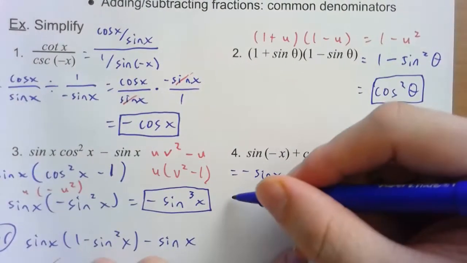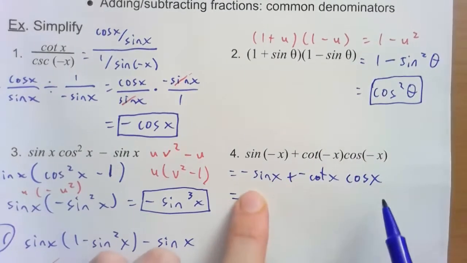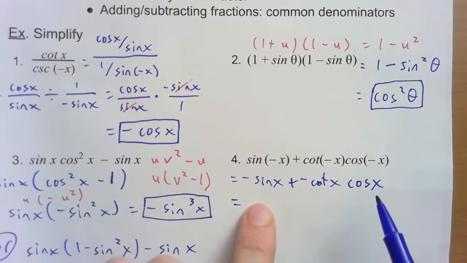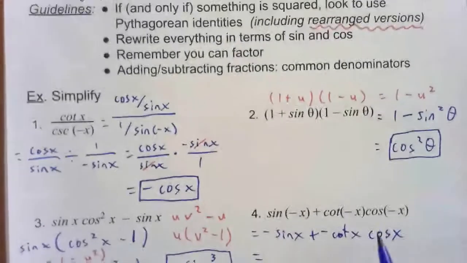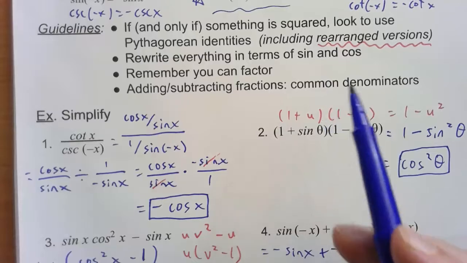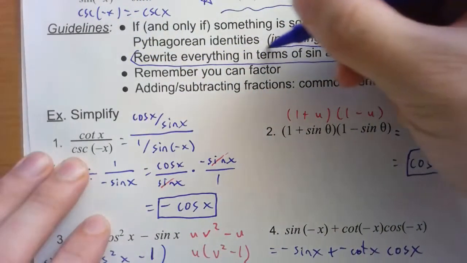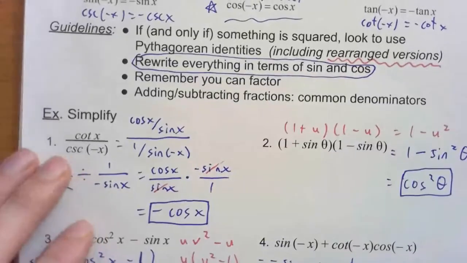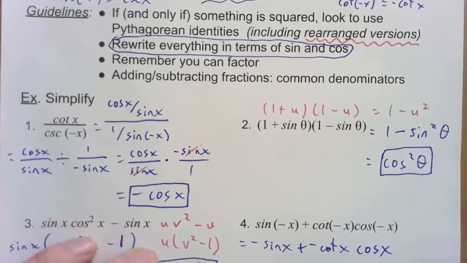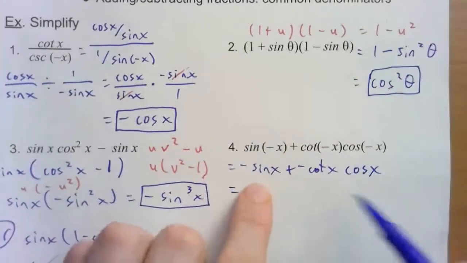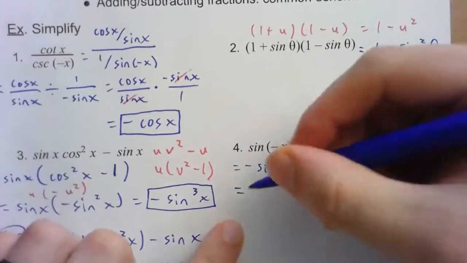Right, and so then let's take a look at what else we can do. Well, nothing's squared, so I'm not going to use a Pythagorean identity. I don't see any factoring to do right now. Remember the other main thing that we're going to do a lot: rewrite things in terms of sine and cosine. Switch everything to be sines and cosines. That's going to be a very common thing to do. So this is sine and cosine. I can rewrite cotangent to have sine and cosine in it.